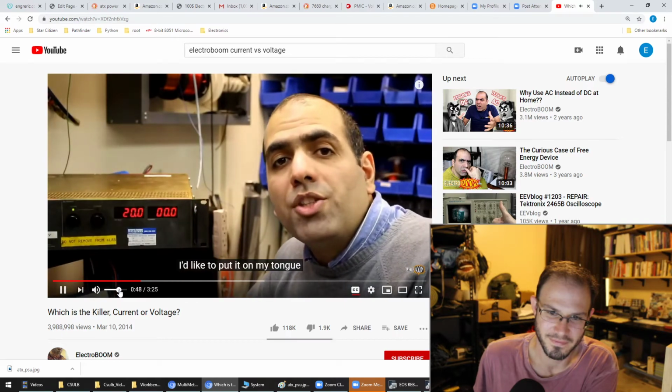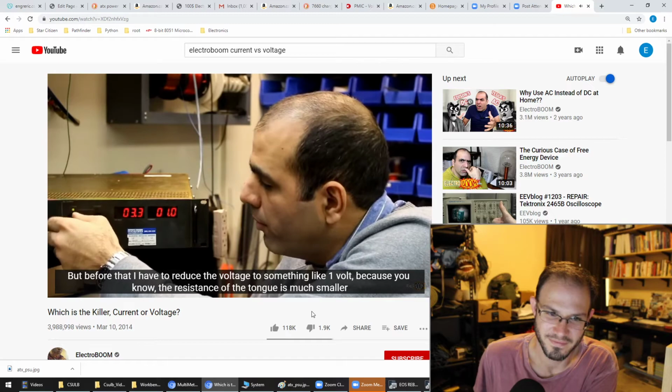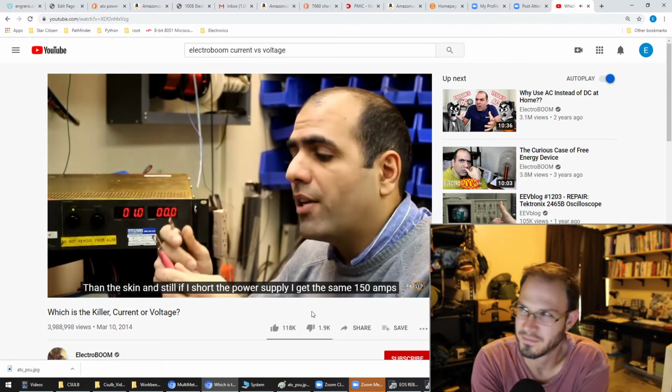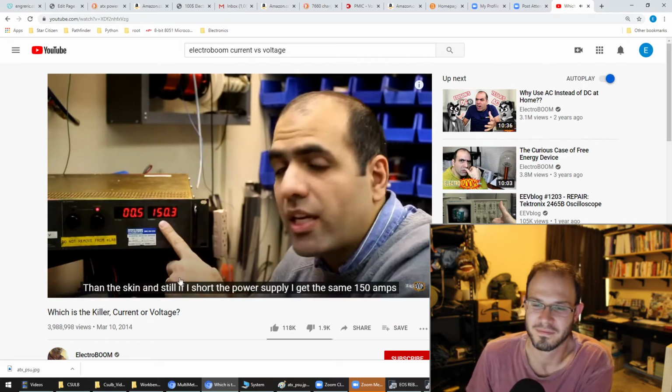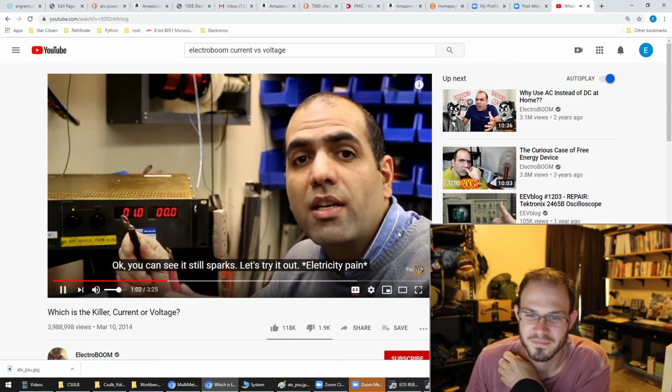I like to put it on my tongue, but before that, I have to reduce the voltage to something like 1 volt because the resistance of the tongue is much smaller than the skin. And still, if I short the power supply, I get the same 150 amps. Okay, you can see it still sparks. Let's try it out.